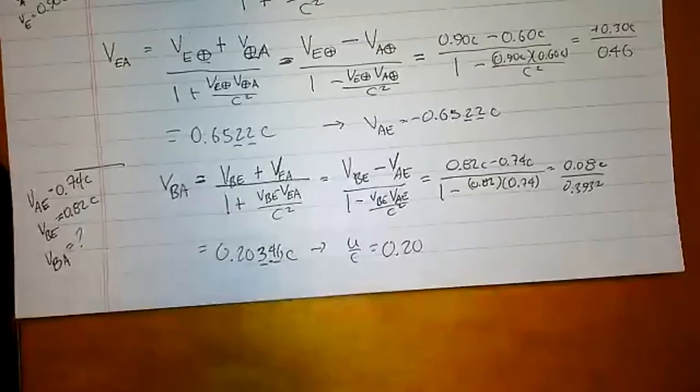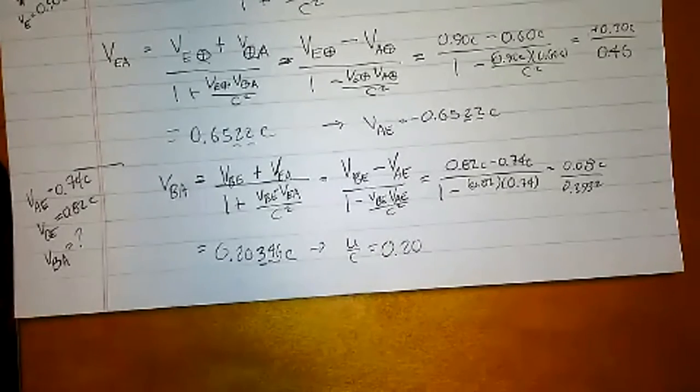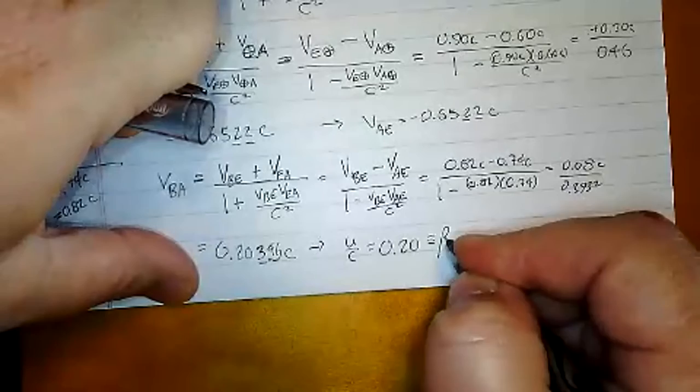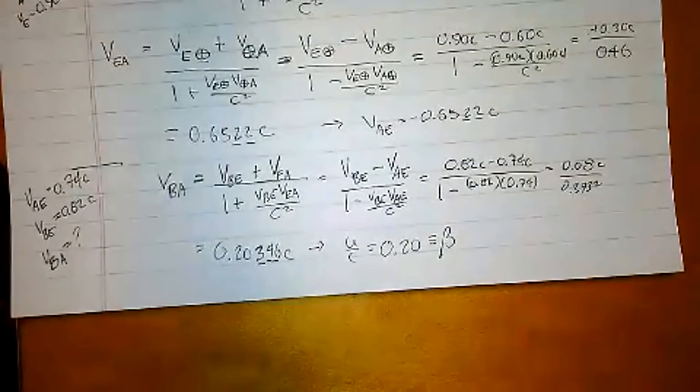That's another word for beta, by the way. So if you run into that, that's another thing you might need to know. That's defined to be beta, and it's a unitless quantity.